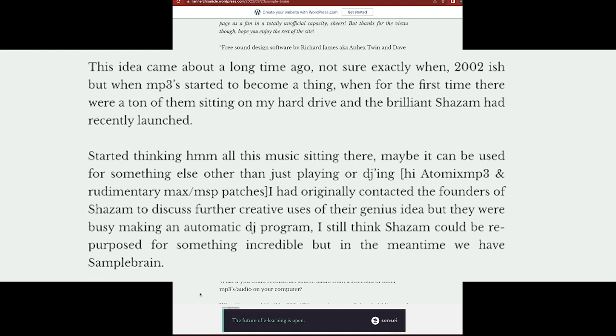Started thinking, all this music sitting here maybe can be used for something else other than just playing or DJing. I had originally contacted the founders of Shazam to discuss further creative uses of their genius idea, but they were busy making an automatic DJ program. I still think Shazam could be repurposed for something incredible, but in the meantime we had Samplebrain. I think this is really cool, if this was a prank, and I'm not excluding that it was a very elaborate one.